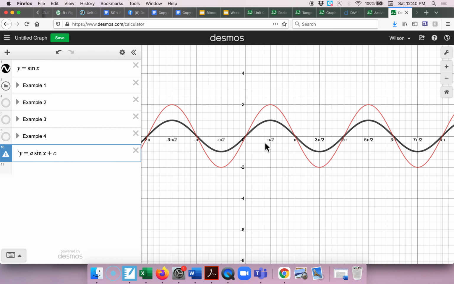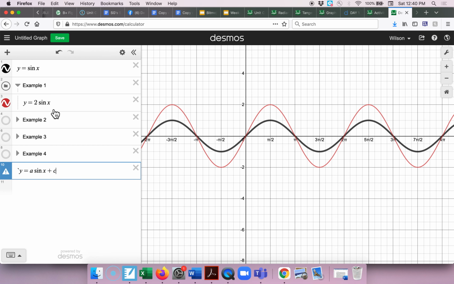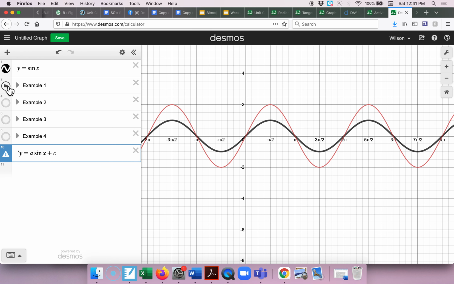In this particular one, it doesn't look like it's been shifted at all. It hasn't been moved up or down. The midline is still the x-axis. So c is 0, and all we need to do is figure out what the amplitude is. The amplitude is this distance from here to here, or from here to here. So the amplitude appears to be 2, so a is 2. So let's look at the equation: y equals 2 sine x. All we have to do is replace a with 2, and we have it. Okay, so that's example 1.